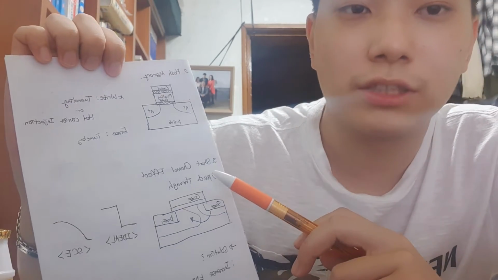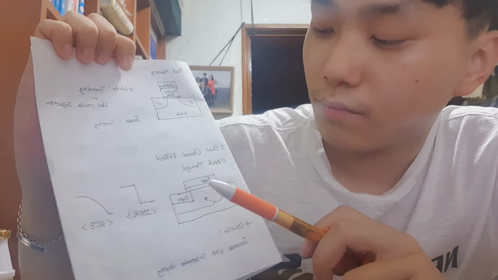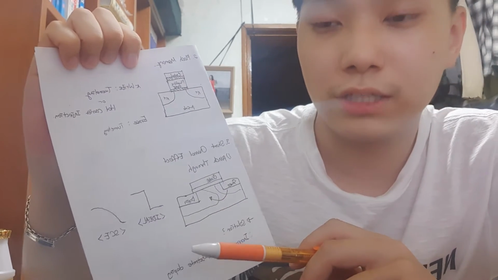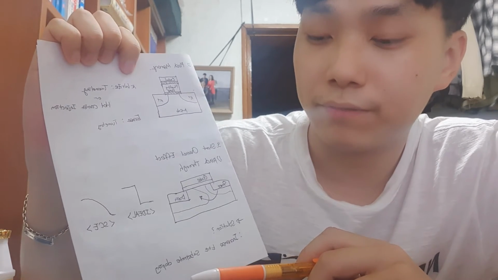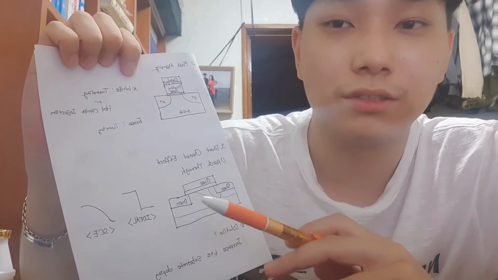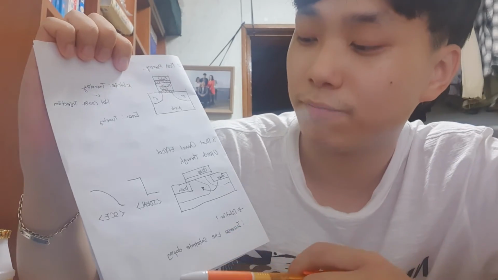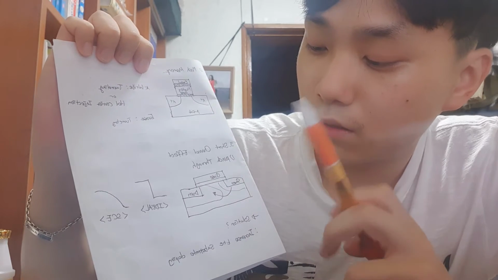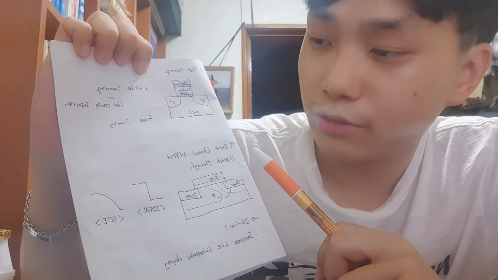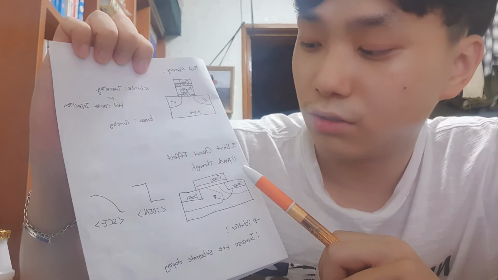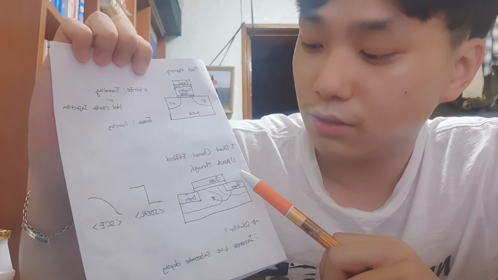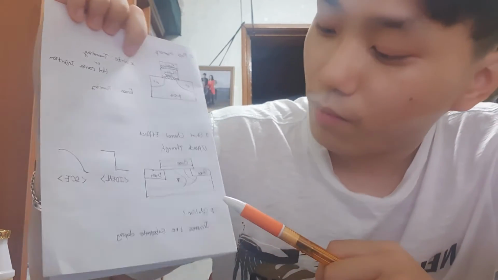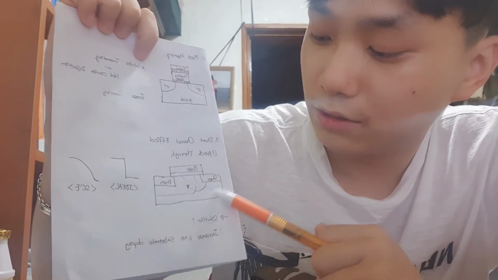Next is the short channel effect. There are many short channel effects, but today I will introduce 3 short channel effects. The first one is punch through. Punch through is very critical to short channel devices, so it is a very important part of the short channel effect. Let's see the device structure.